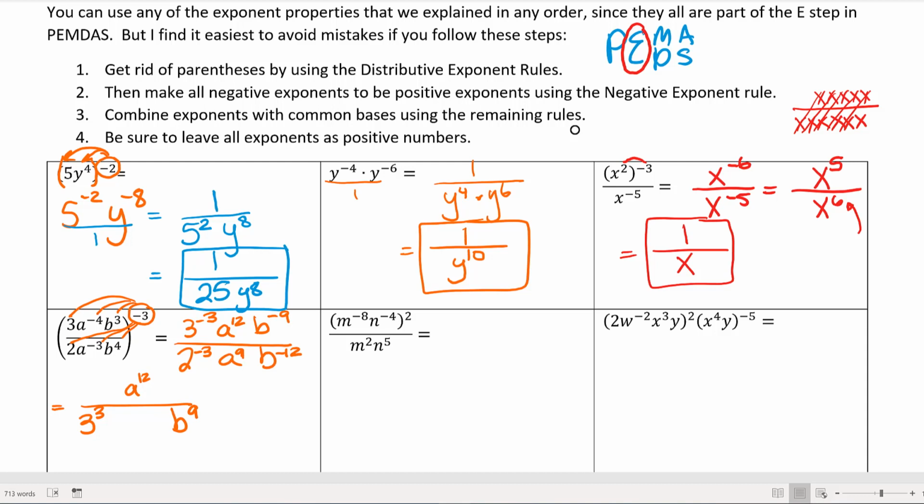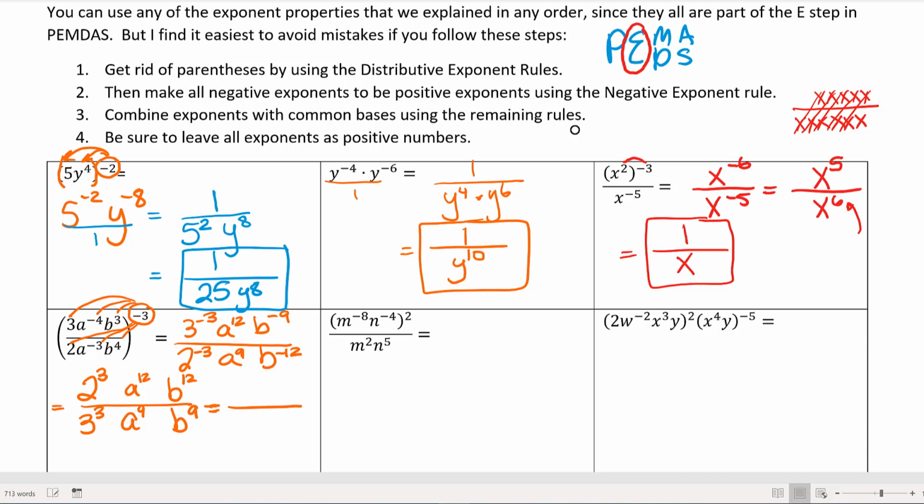Now in the denominator, I have 2 to the negative 3. It was already downstairs. So because it was negative, it's not happy where it's living, so you move it upstairs. A to the positive 9 was living downstairs, and it's happy because it's positive, so you just leave it downstairs. B to the negative 12 was downstairs, but because it's negative, it's not happy where it's living, you move it upstairs.